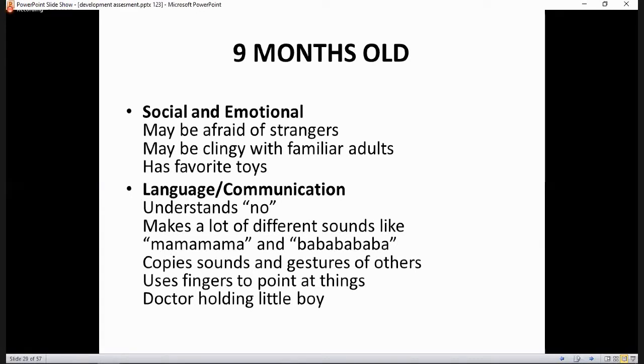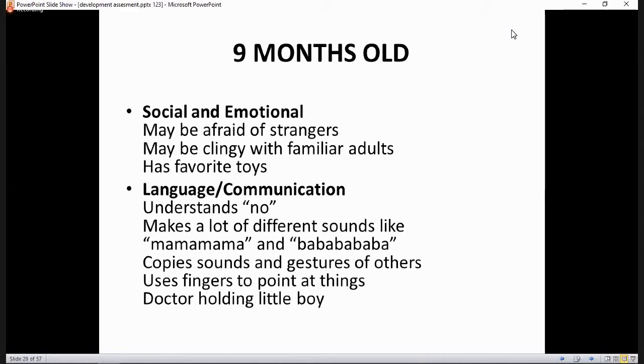But it also depends on how many family members there are. If they have a very big family, they usually don't go into stranger anxiety. But if the family is small, like 2 to 4 or less than 5 members, then if a stranger comes to them, the child will have anxiety.